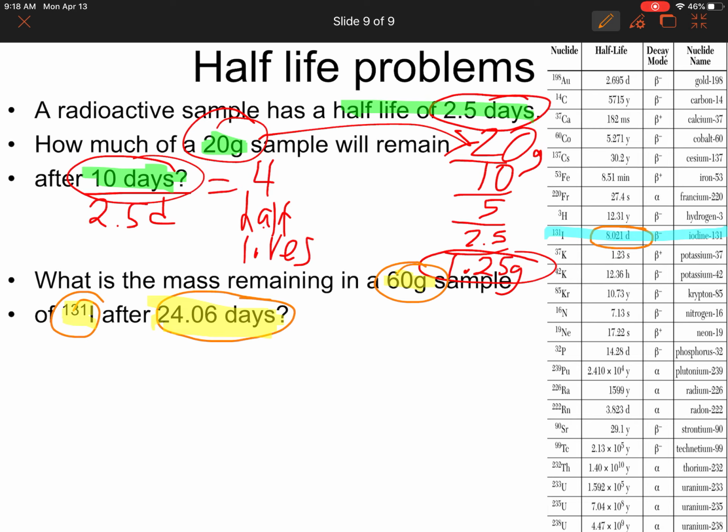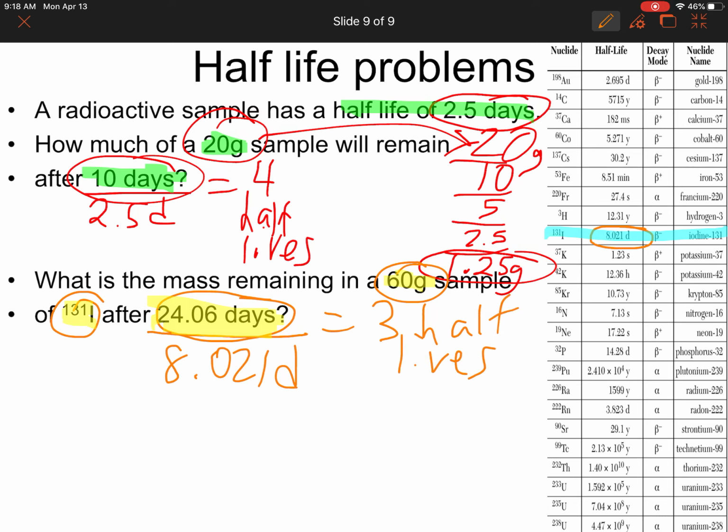So, what's the total time they gave us here, guys? So, 24.06 divided by the half-life, 8.021 days. You divide them, you're going to get, well, 24 divided by 8 is 3 half-lives. Okay. So now how many lines do you draw? That's right, 3 lines. 1, 2, 3.